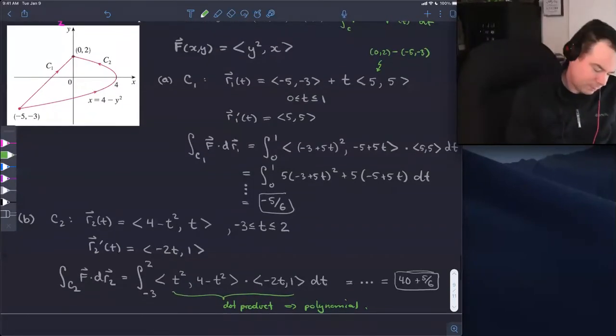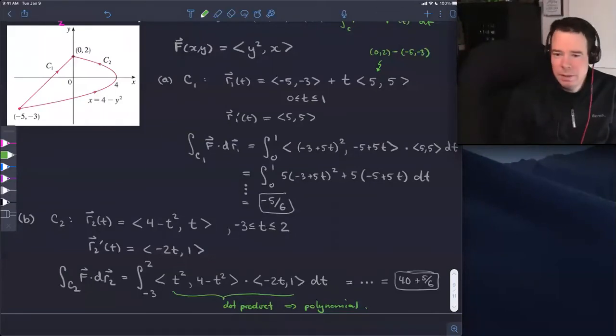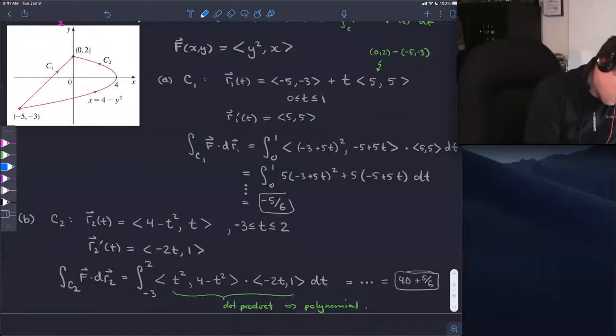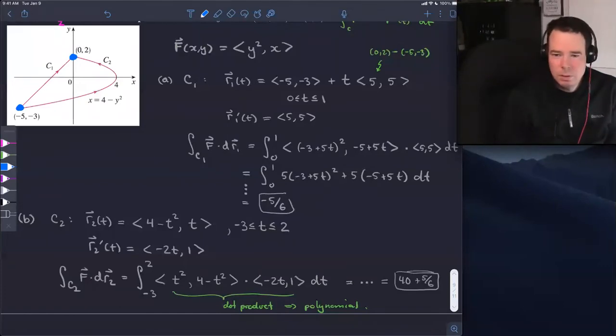Okay, the takeaway from this is that we had an integral that started at this point, ended at this point, and depending on which path we chose, whether we integrated along C1 or integrated along C2, we got 2 different values. So these line integrals of vector fields depend on the path that you take. Just knowing the initial point and the end point is not enough to determine what the value of the integral is. You have to know the path you've taken through the vector field to get there.